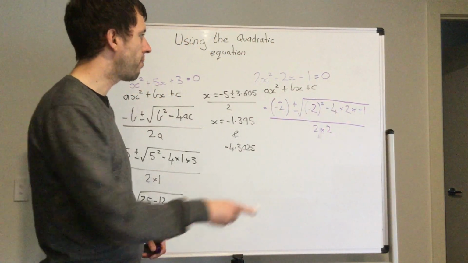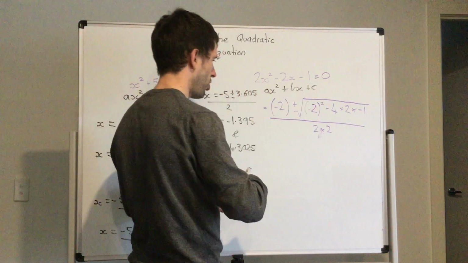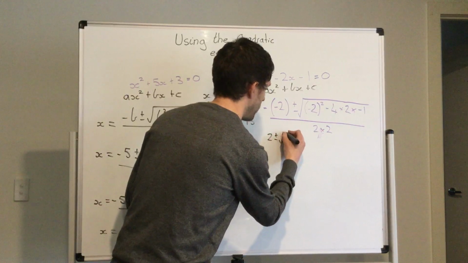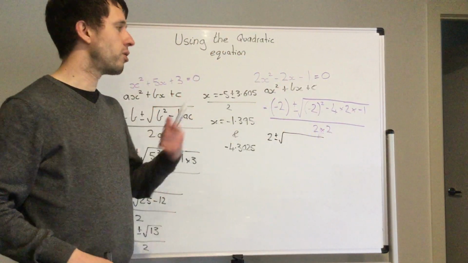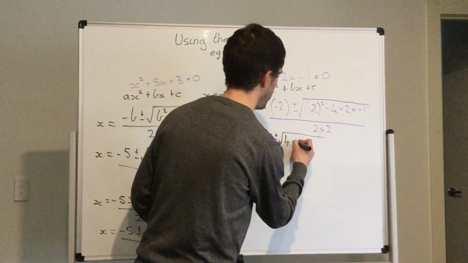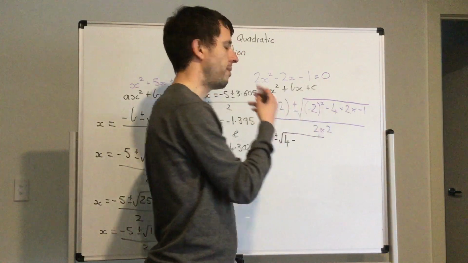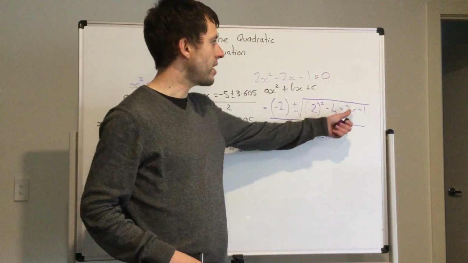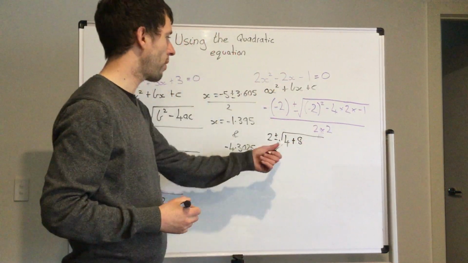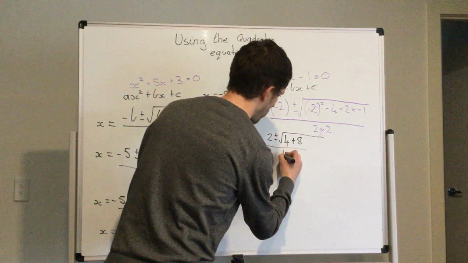Okay, now I'm going to simplify. I've got a negative, so they will just instantly cancel out and it becomes 2. So I have 2 plus or minus negative 2 squared will be a positive. So 2 squared is 4 minus, negative 4 times 2 is negative 8. Negative 8 times a negative 1 is positive 8. So square root of 4 plus 8 divided by 2 times 2 equals 4.